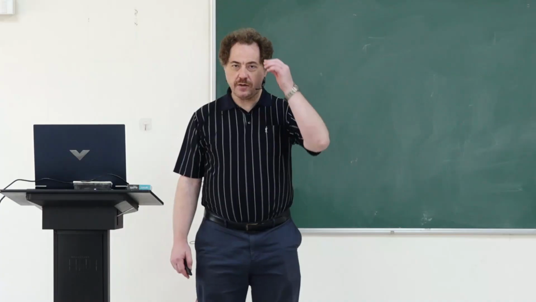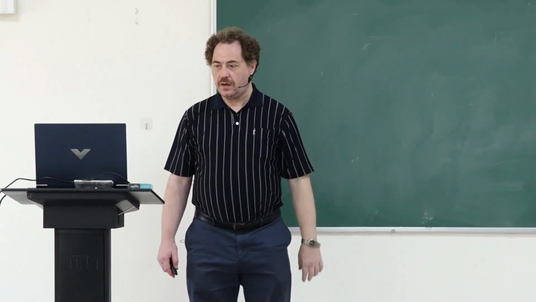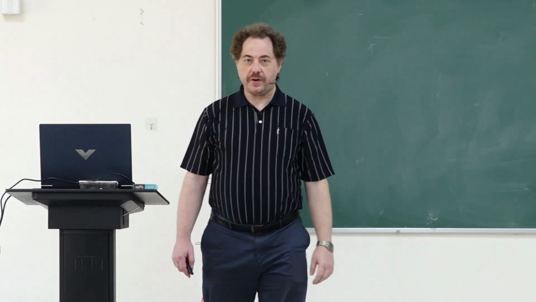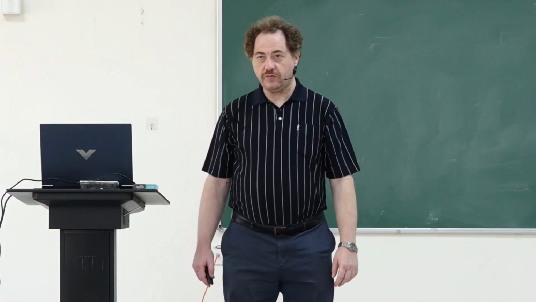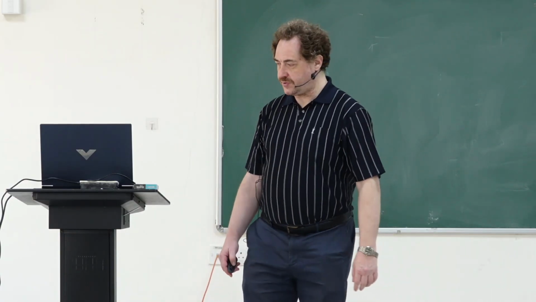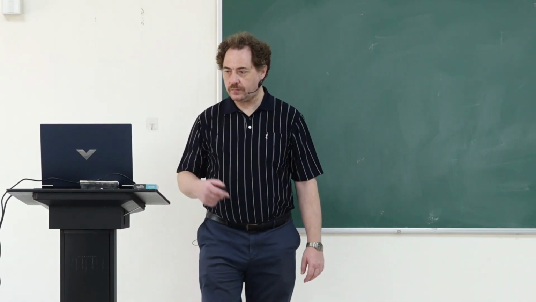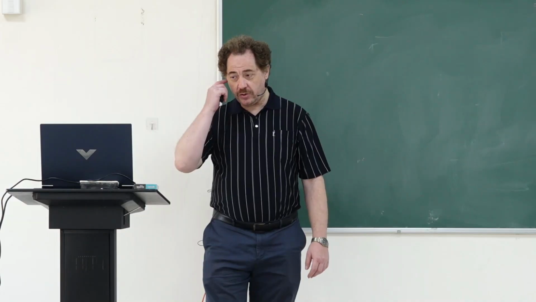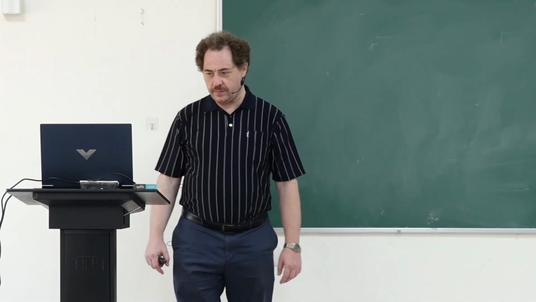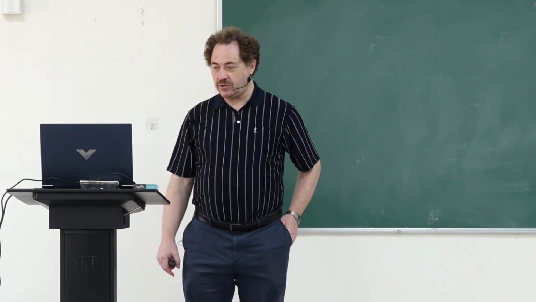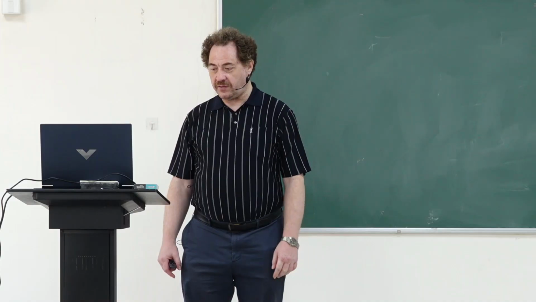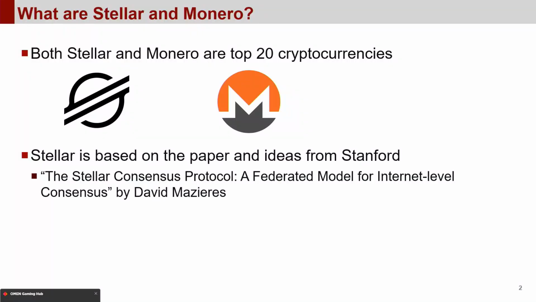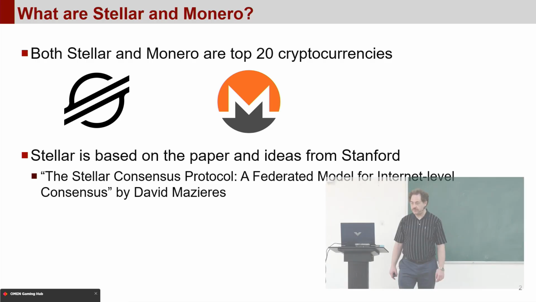All right, good morning. The first lecture today would be about Stellar and Monero, which are two additional cryptocurrencies. So what are Stellar and Monero? They are both in the top 20. And Stellar is based on the paper and ideas from Stanford. The paper is called the Stellar Consensus Protocol, a federated model for internet-level consensus.